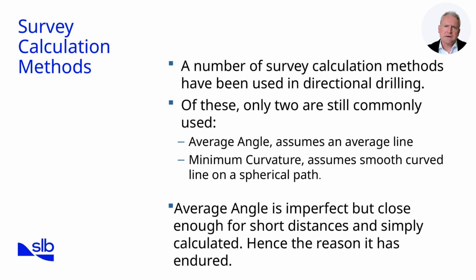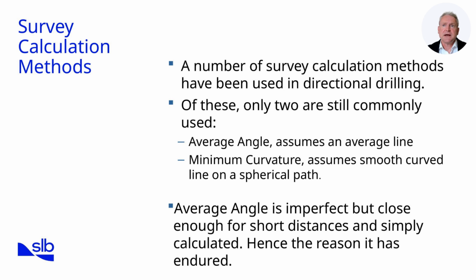These are the average angle method. This method improves accuracy by using the average inclination and azimuth between 2 survey stations to calculate the path. It's a middle ground technique, offering slightly better precision than the tangential method, but it's still not suitable for complex 3D trajectories.